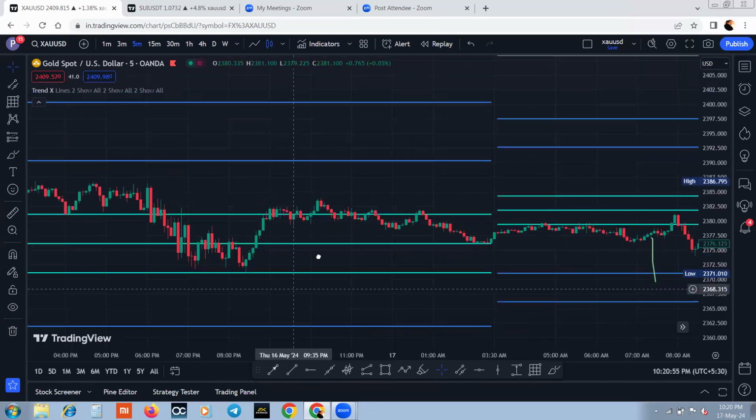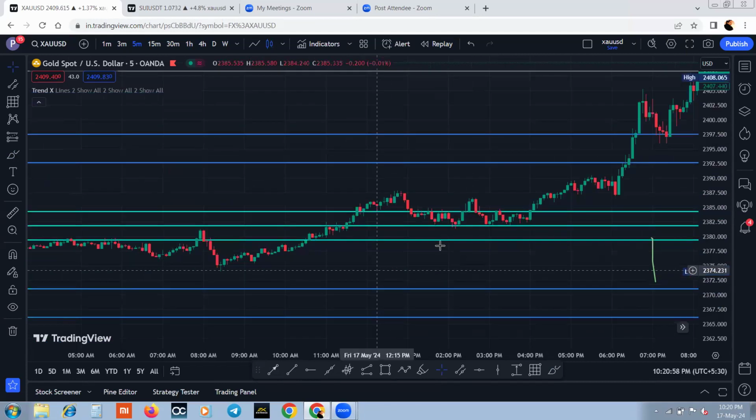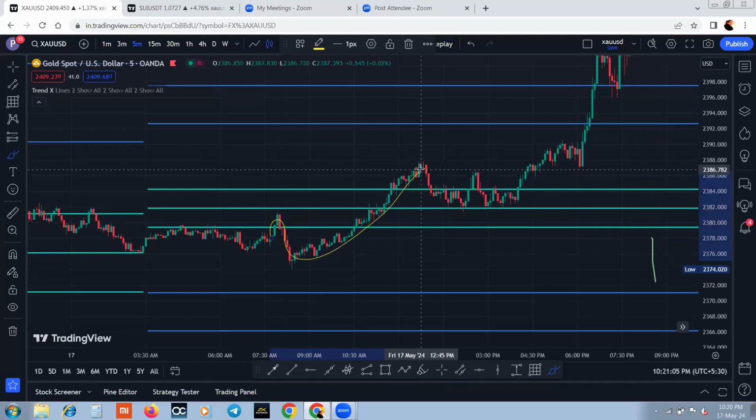And today also, I took a trade here. The only reason I took it was when I saw this breakout, I was like, oh my god, it cannot come back. That is the only reason I took the trade.